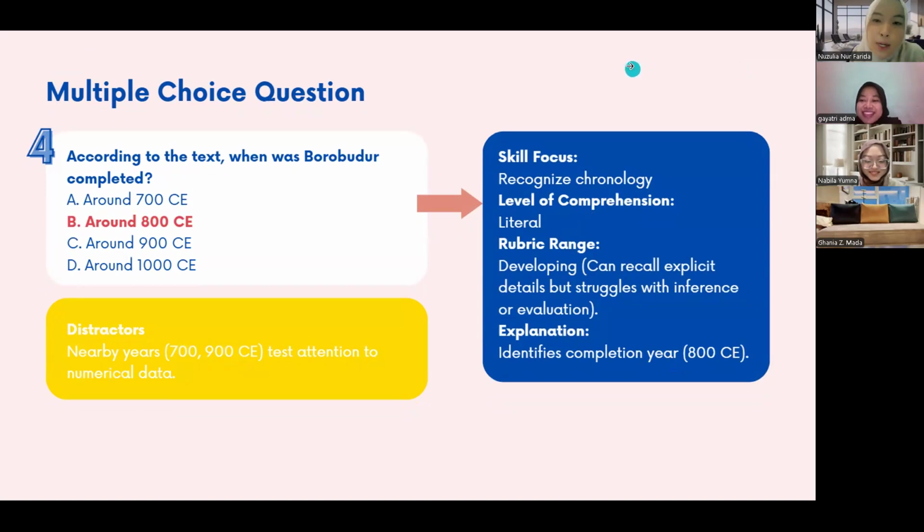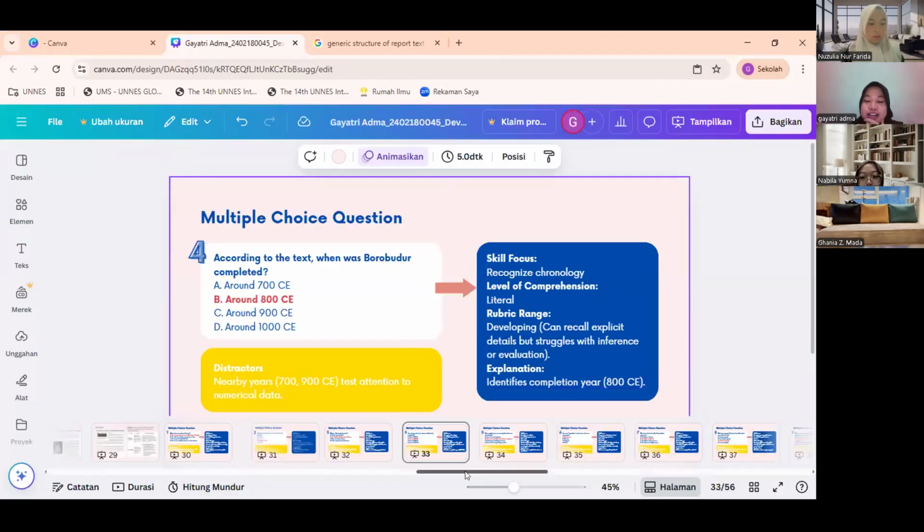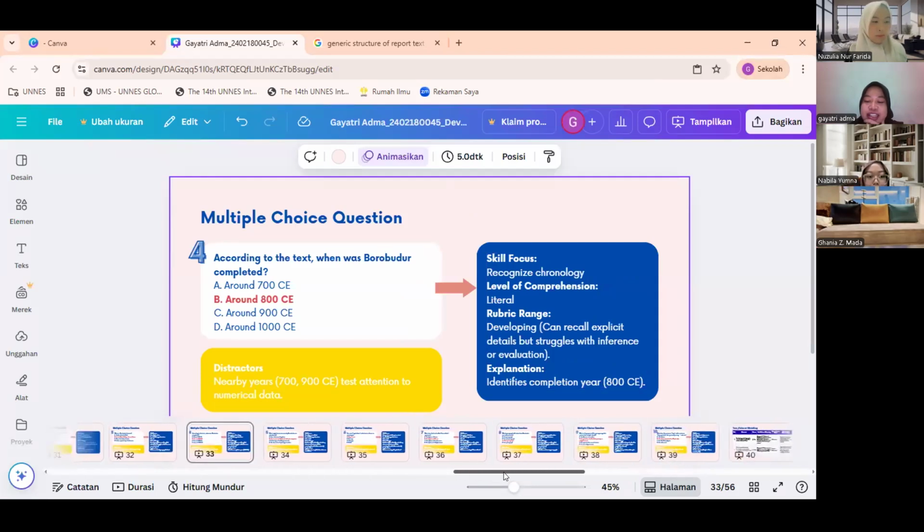Thank you for the response, Mbak Gayatri. Thank you very much, Mbak Nuzulia. Or maybe other students will give some opinions about how to assess student creativity in writing. Maybe there could be another type of task. Do you mean creative writing? Yes, Mbak Gayatri, maybe that could be another type.